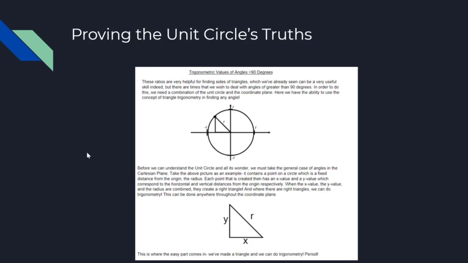The first thing that you will want to do in this unit with your students is to prove that the unit circle is something that gives them trigonometric values. And that can be done by showing them first a diagram which shows a circle, and inside that circle you've placed a triangle. That triangle has an x value, a y value, and its hypotenuse is the radius.